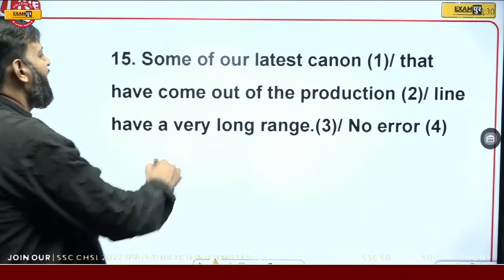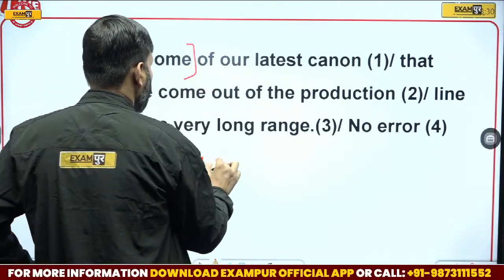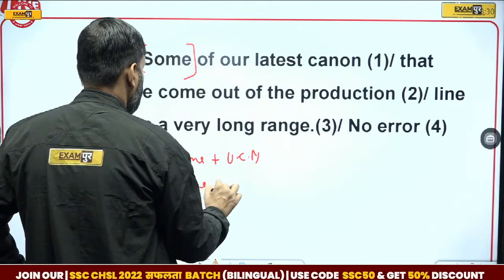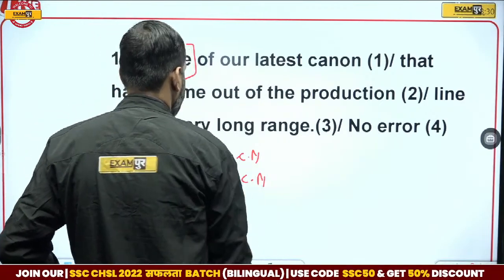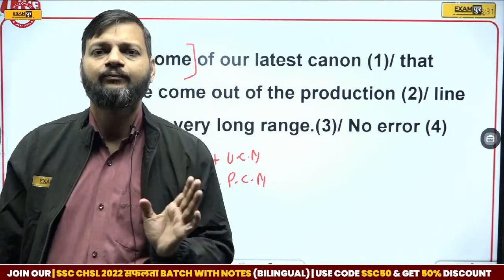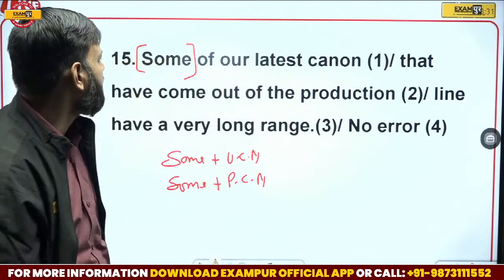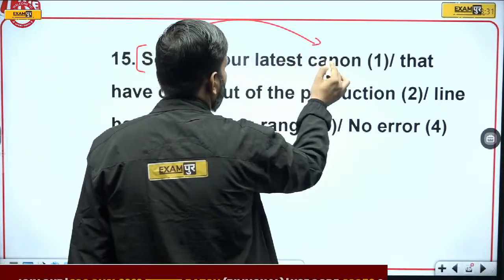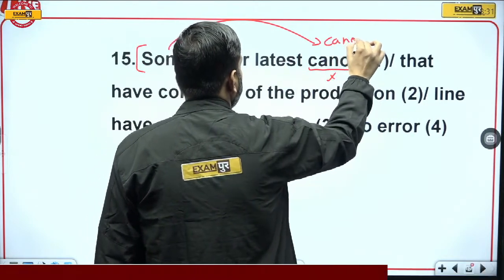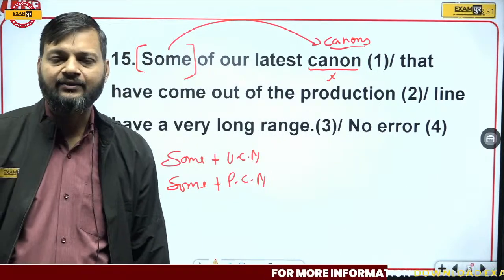See, here we have some. Now, some is followed by either an uncountable noun or a plural countable noun. If a countable noun is there after some, it should be plural, and if an uncountable noun is there, then no problem. So here some is followed by cannon, and as we know, cannon is a countable noun, so it should be cannons. It should be cannons, right?